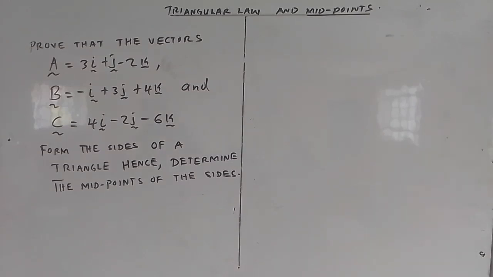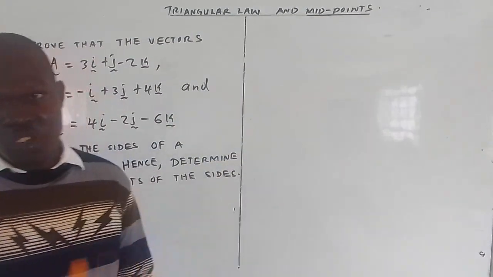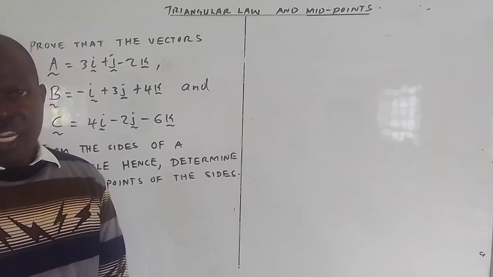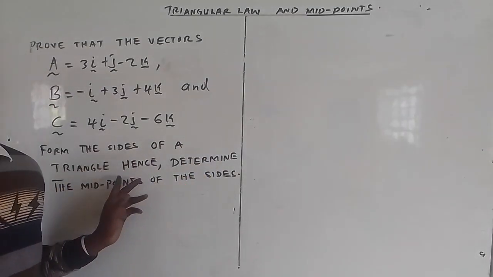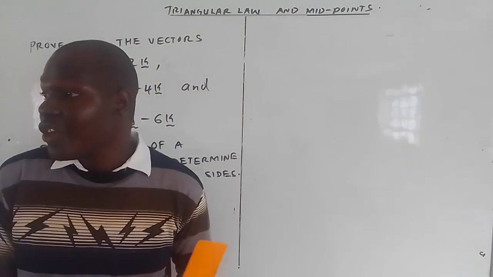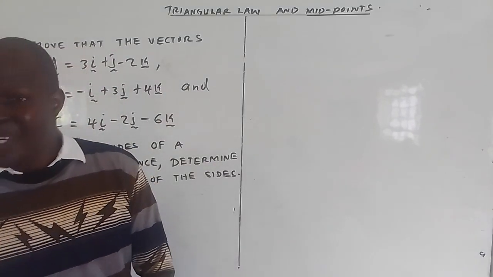I want to use this example to explain the whole concept of the triangular law and the midpoints, isn't it? So how do we prove that three vectors form the sides of a triangle? Now here it is just sides of a triangle. It is nothing to do with the right angle triangle. Meaning there are cases where they will tell you to prove that these three vectors form the sides of a right angle triangle, isn't it?